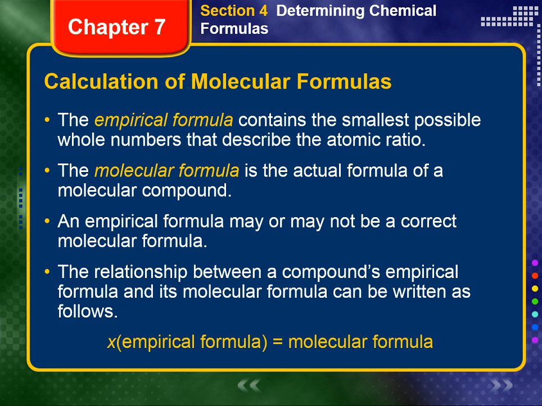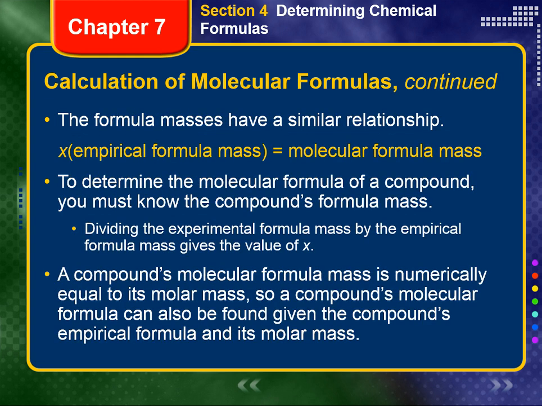How is the correct formula of a molecular compound found from an empirical formula? The relationship between a compound's empirical formula and its molecular formula can be written as follows. X multiplied by the empirical formula is equal to the molecular formula. The number represented by X is a whole number multiple, indicating the factor by which the subscripts in the empirical formula must be multiplied to obtain the molecular formula. Note, the value of X is sometimes 1. The formula masses have a similar relationship. X multiplied by the empirical formula mass is equal to the molecular formula mass.